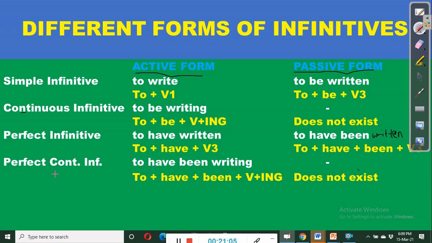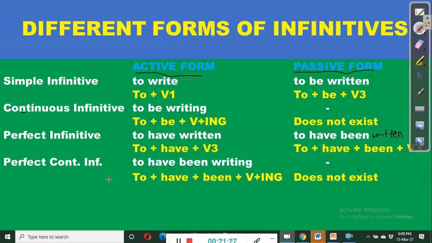All right, then the last but not the least is the perfect continuous infinitive, and it has only the active form. It doesn't have the passive form. Now, the active perfect continuous infinitive is to have been writing. Now, the structure is to plus have plus been plus ving.